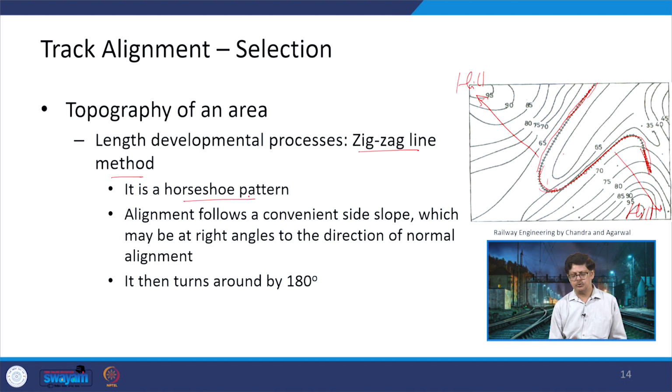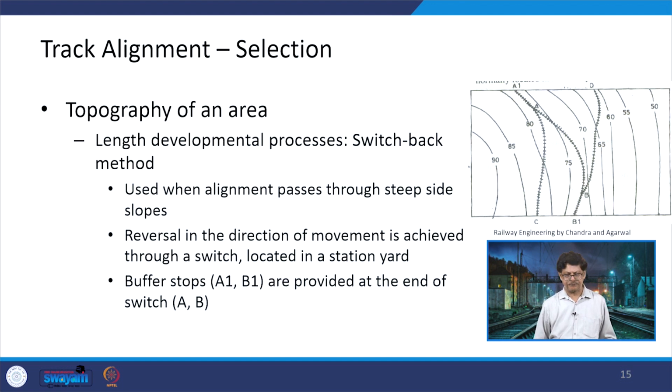It is also a horseshoe pattern. Alignment follows a convenient side slope which may be at right angles to the direction of normal alignment. So, if you talk about a direct connectivity, it would have been like this, and it then turns around by 180 degrees. So, you can see that 180-degree turnings are being provided here.